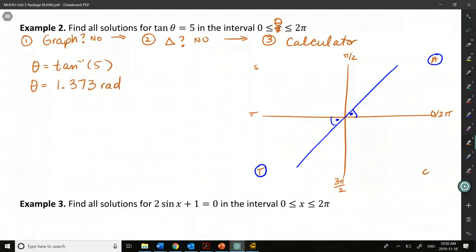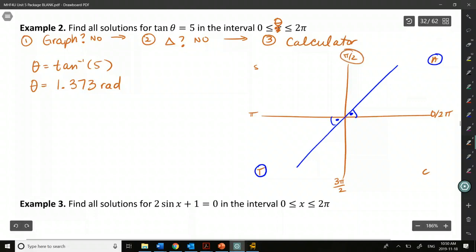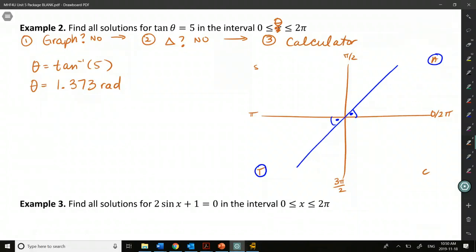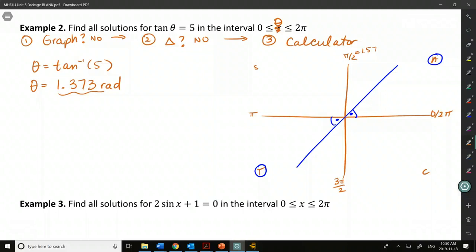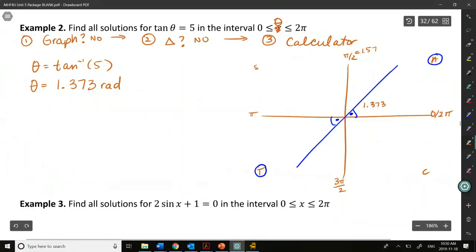If we wrote pi over 2 as a decimal, what would that approximately be equal to? Not sine of pi over 2 or anything like that, but just the value of pi divided by 2. It's like 1.57. So does it make sense if I'm looking for something in the first quadrant that my answer for the all quadrant is 1.373 radians? Yeah. Okay, so that's acceptable: 1.373 radians in the first quadrant. We'll call that theta 1.